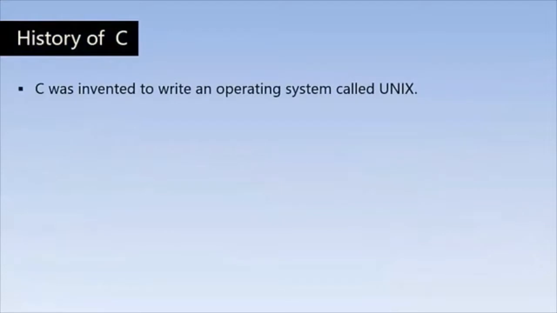C was originally invented to write an operating system called Unix. You all might have heard of the operating system called Unix. Unix was originally written using the C language. So C was that old.